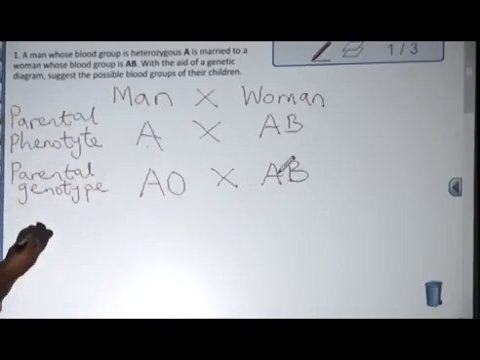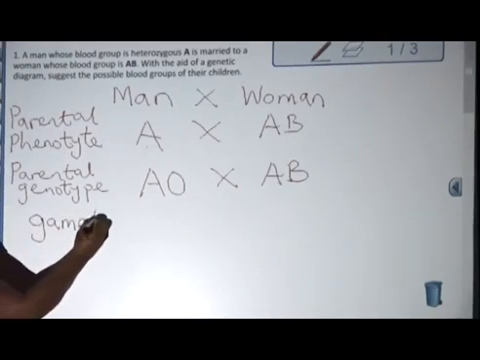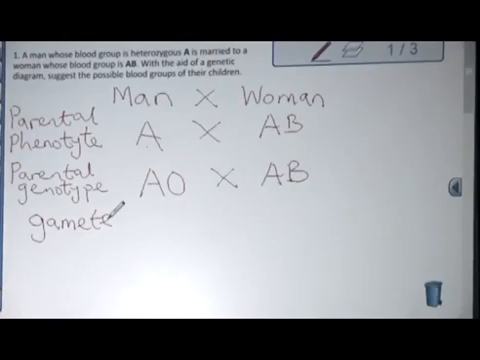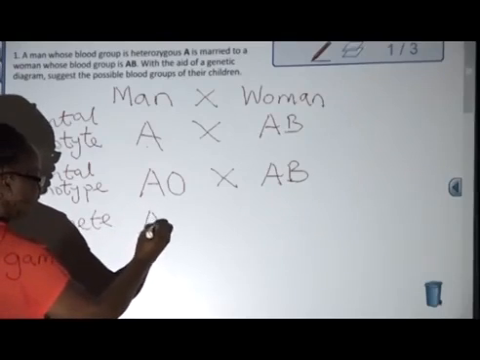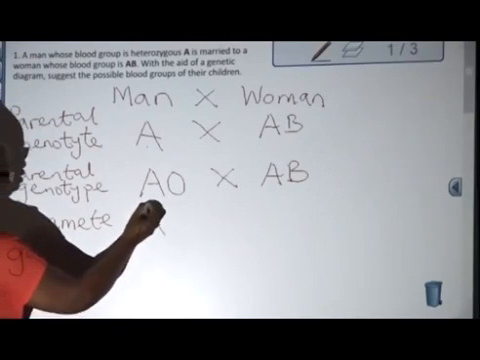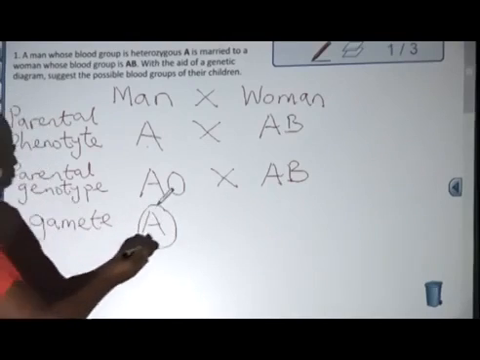Then, the next step, gametes. That means you are talking about the sperm and the ovum here. The sperm can only carry one allele, so also the ovum. Then you circle it to show the segregation of the gene.